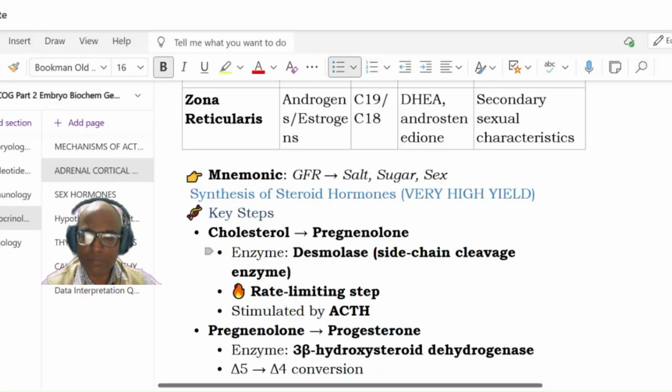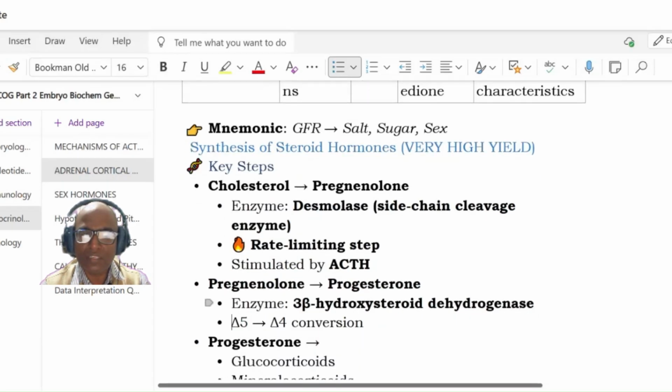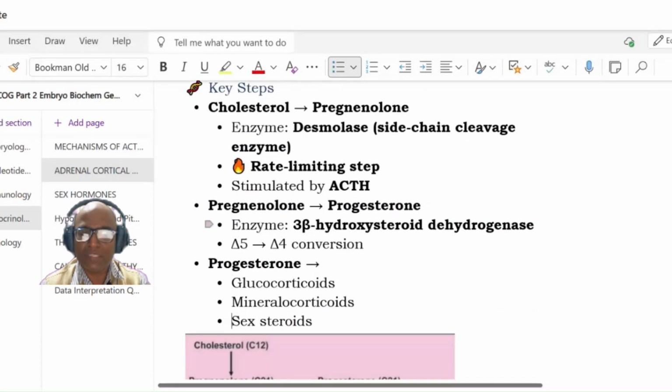The enzyme involved is desmolase. It cleaves the side chain. So it's a side chain cleaving enzyme, and it is stimulated by ACTH. This is the rate limiting enzyme. And for all these steroid hormones, the basic raw material is cholesterol. So we go ahead. Pregnenolone is the mother of progesterone, you can say, which is involved in the creation of all these steroid hormones. So further, this pregnenolone is converted into progesterone.